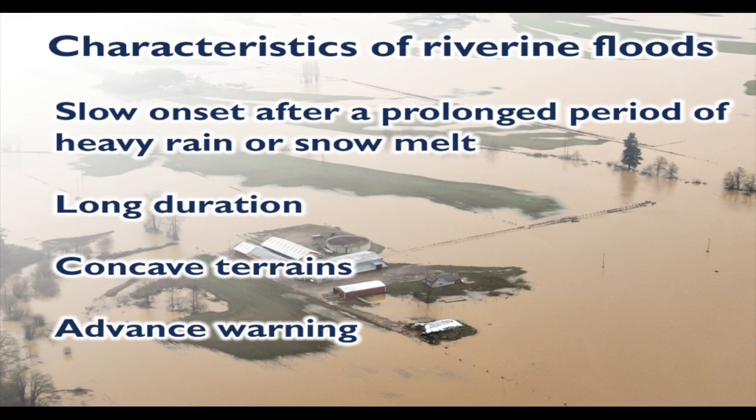In addition, river floods are also often associated with advance warning. You can notice that the river's rising and rising and rising, and then it reaches a certain crest, the highest point. Hopefully that stops before it breaks its banks, but when the river comes out of its banks and goes into these concave terrains, it can go for many miles. But at least we have that advance warning, which is really key when we're talking about saving people's lives.